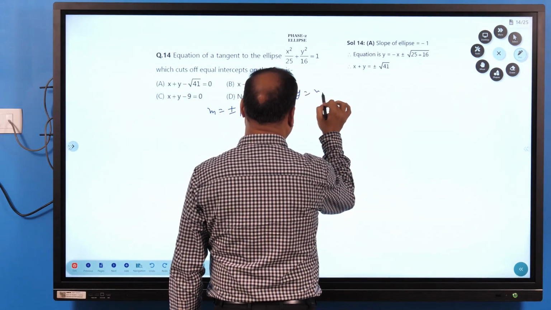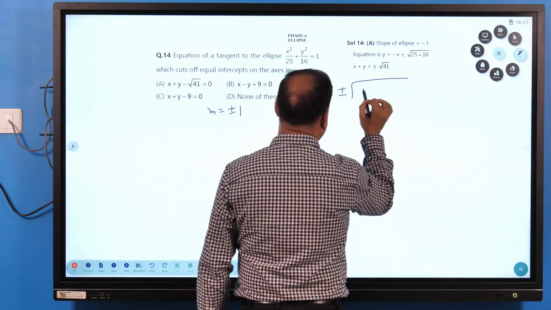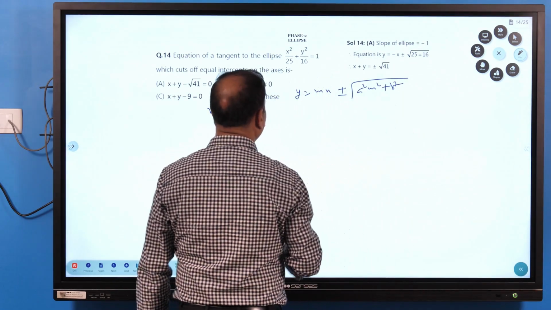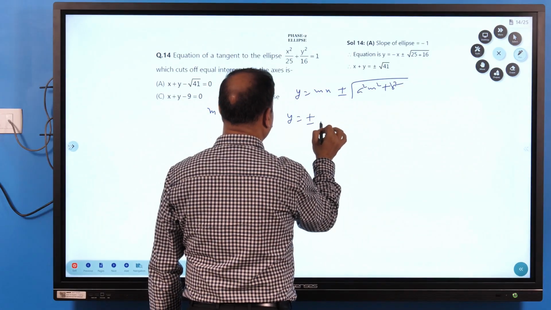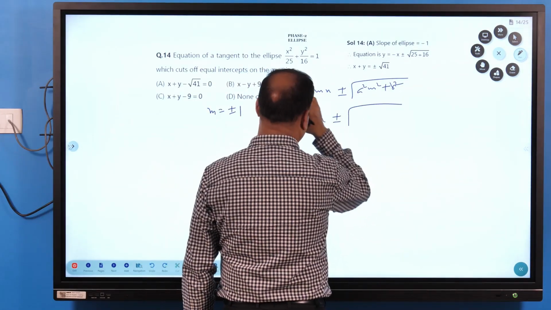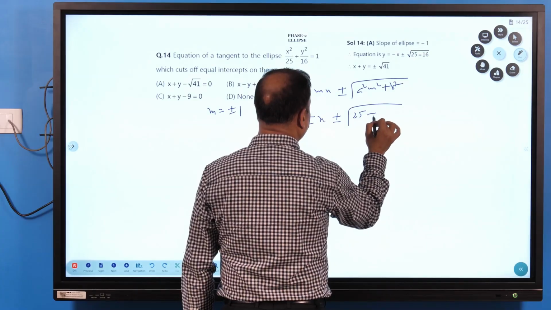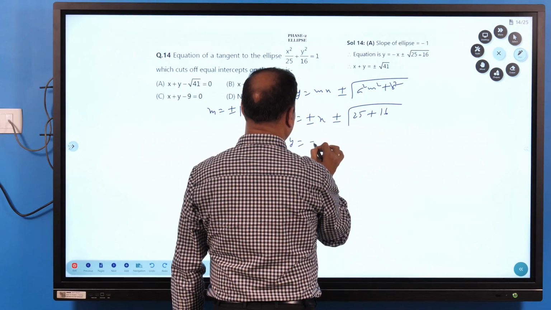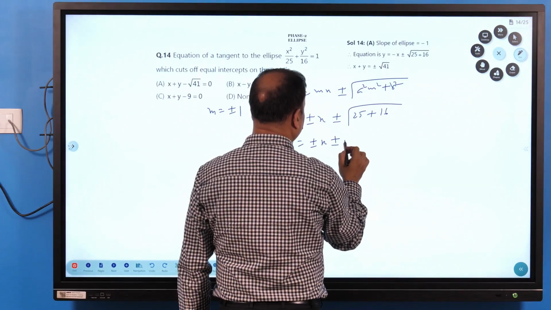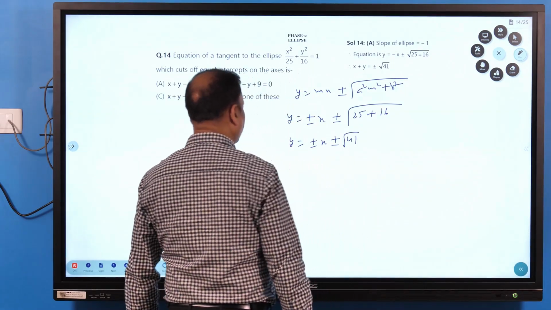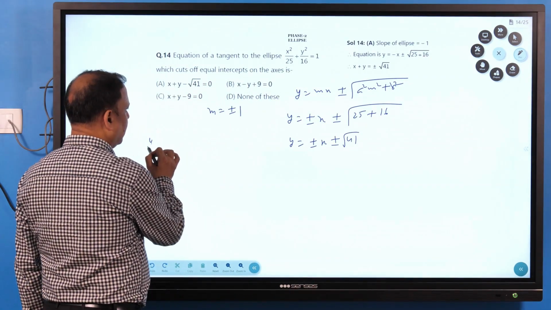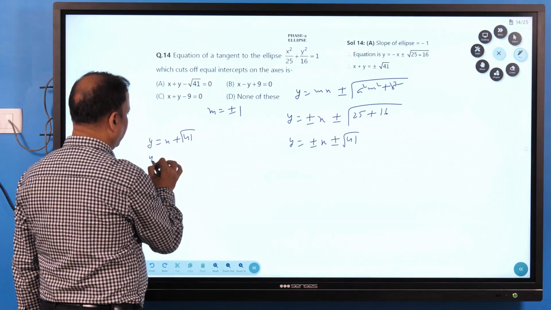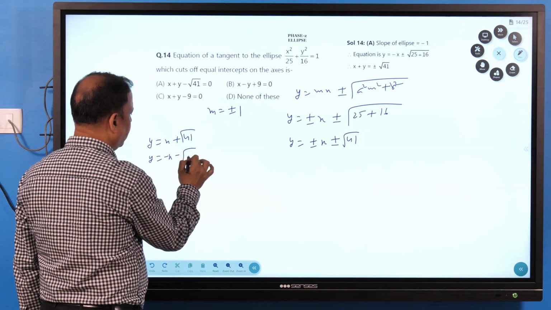y is equal to mx plus minus under root a square m square plus b square. This can be the answer. So y is equal to plus minus x plus minus under root a square, 25, plus 16. So y is equal to plus minus x plus minus under root of 41. So two answers are possible. One is y is equal to x plus under root 41, or y is equal to minus x minus under root 41.